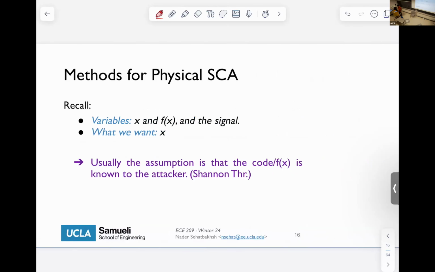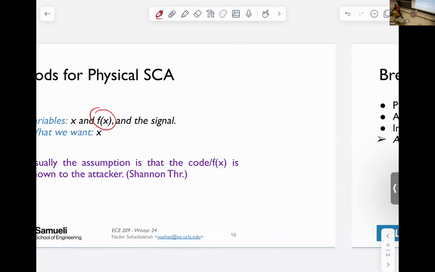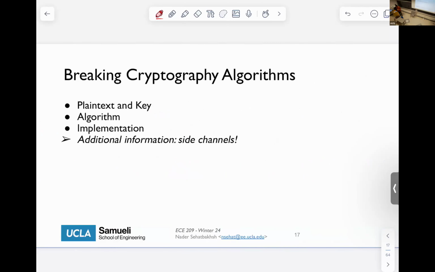So yeah, let's go back to this more formalism. And as I said, we usually assume that f of x is known. That is, we know what f is. The main reason for this is that if you remember the security by obscurity or the Shannon theorem, you don't want to keep anything secret in terms of the algorithm. We want to make sure that our system is secure despite the adversary knowing what the algorithm is. Okay. So basically the cryptography problem becomes a different kind of problem.